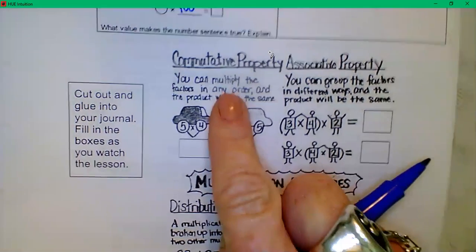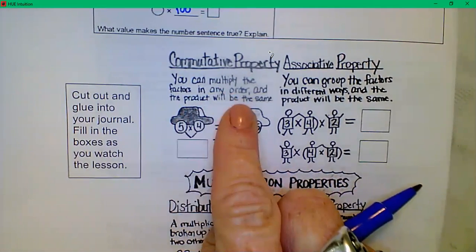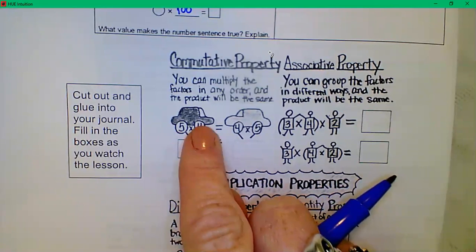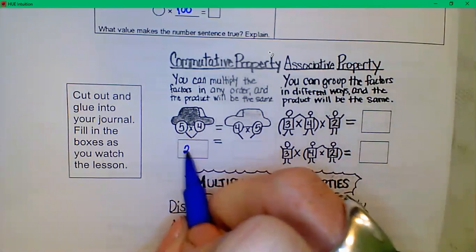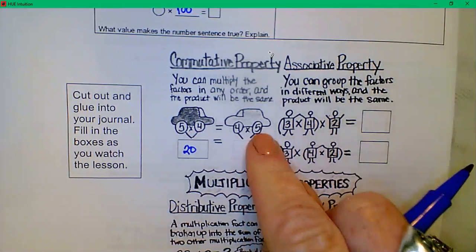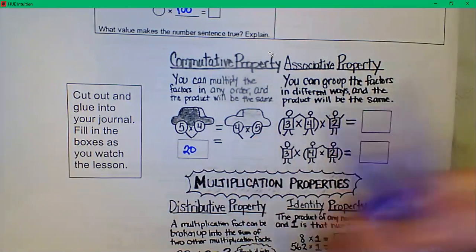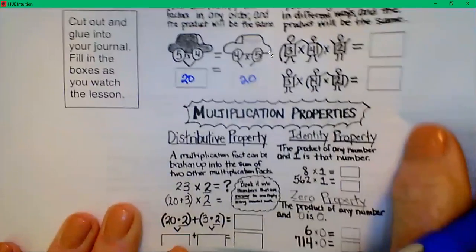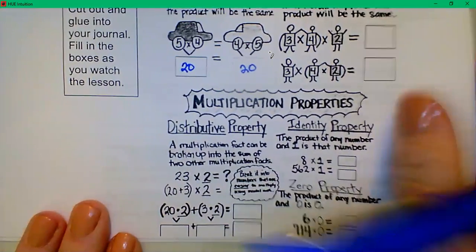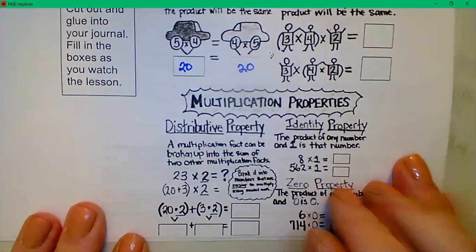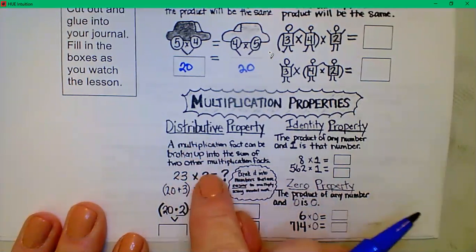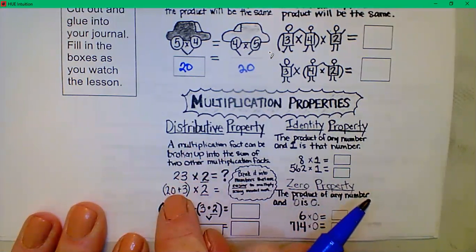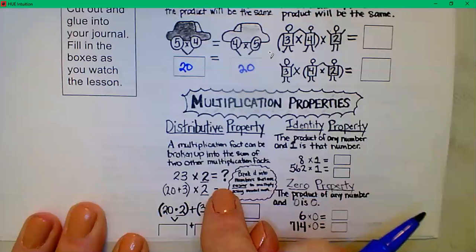If I have the commutative property and I can multiply the factors in any order, the product is going to be the same. So 5 times 4 gives me 20. And 4 times 5 will also give me 20. The distributive property, meaning no matter how it's grouped, the product is going to be the same. So here we have 23 times 2 is equal to blank. Decompose that number to 20 plus 3 times 2. Gonna get the same answer.